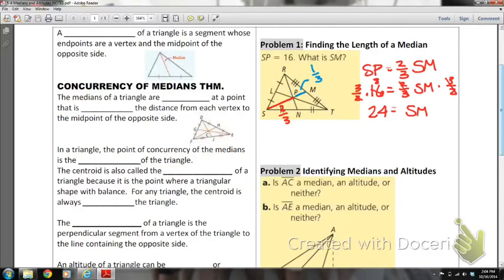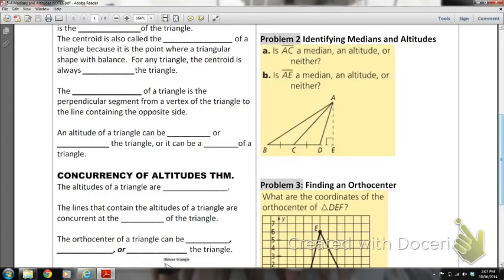So if you look at this as a 2-to-1 ratio between these two segment lengths, and you can tell that the segment length is 16 from S to P, that means half of 16 is 8. This other length has to be 8, and then you add those together and you get 24. You should be able to work these without calculating it, just by using that 2-to-1 ratio. So let's go down and look at the next problem with altitudes and medians.